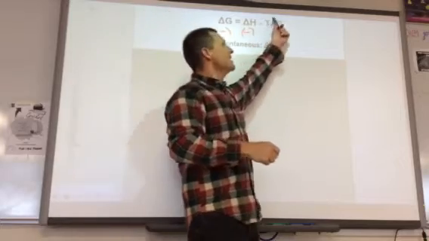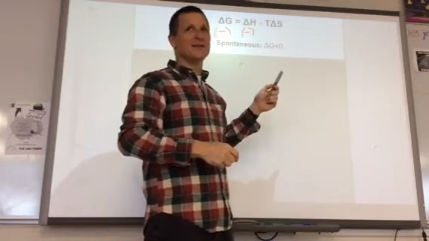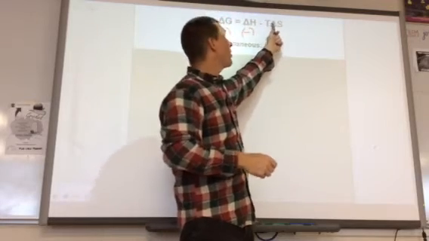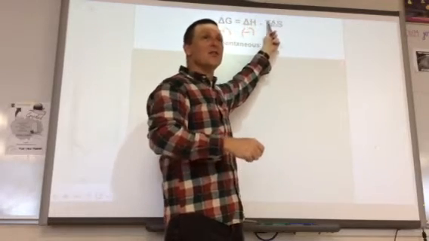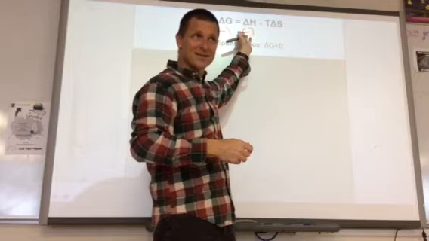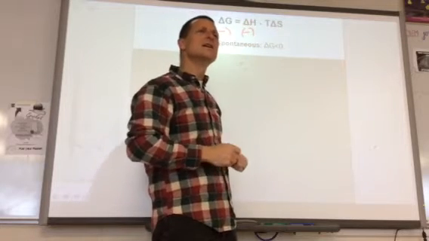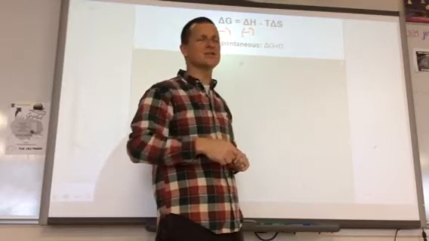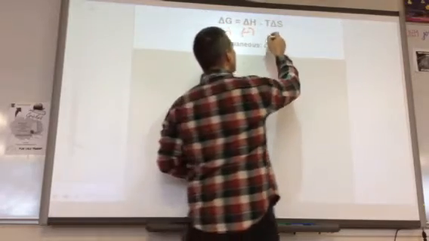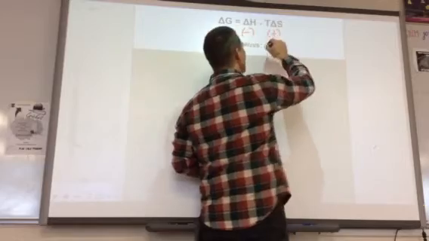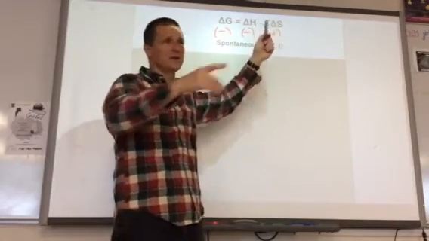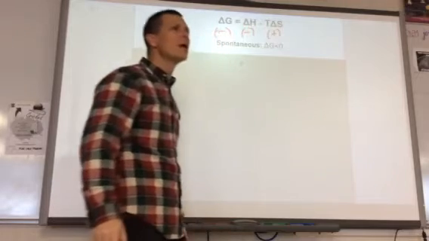What sign on delta S favors a negative delta G? Positive, because it's being subtracted. So the more positive delta S is, the more negative delta G is. It's favorable for a reaction to have a positive delta S and a negative delta H. Now the temperature, keep in mind, is in Kelvin. It's always positive.